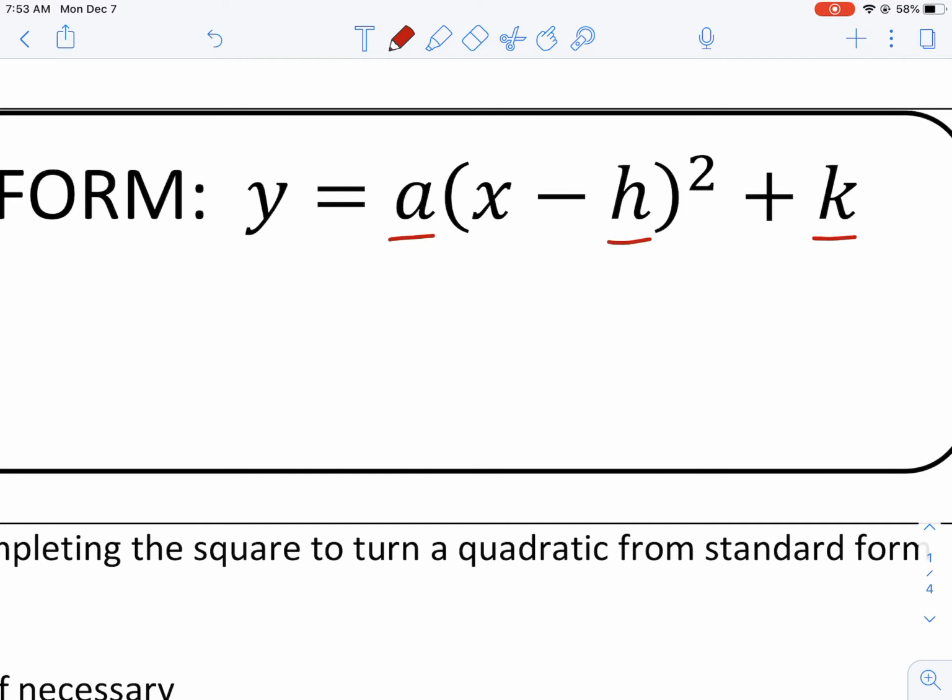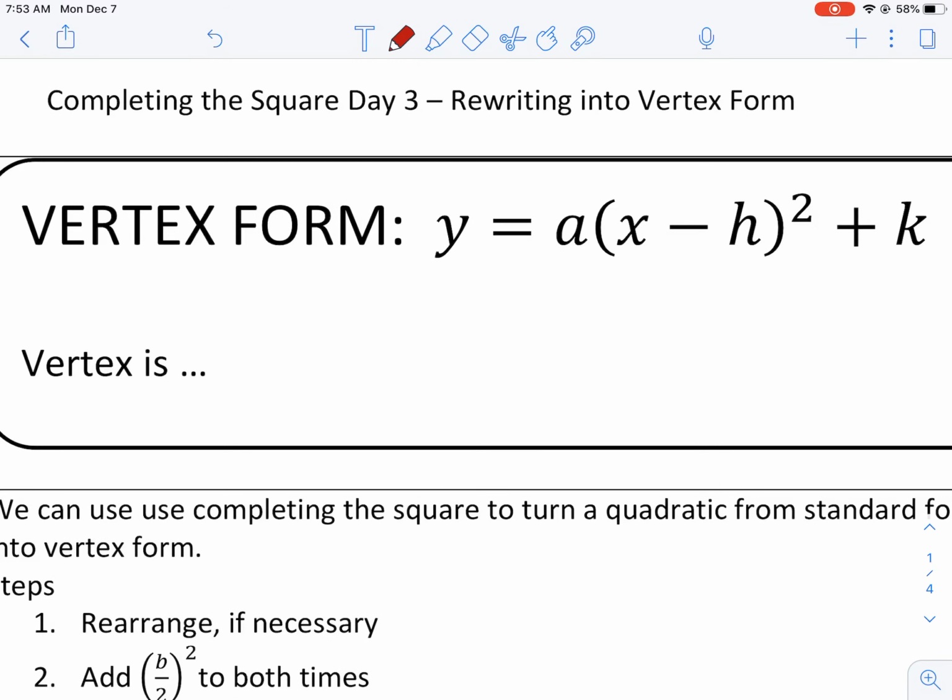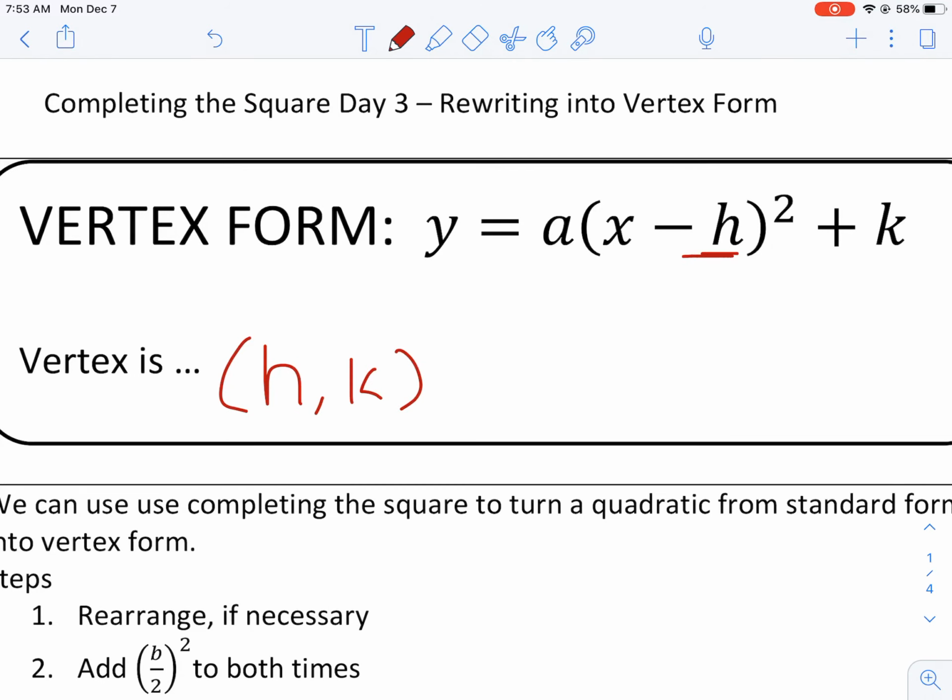So if you remember the transformations, then you should be able to remember how to graph this, but we'll go over that again. So the key here is that the vertex is (H, K). Because if you remember, H moves it left and right, so that's the X value of the vertex, and K moves it up and down, so that's the Y value of the vertex.